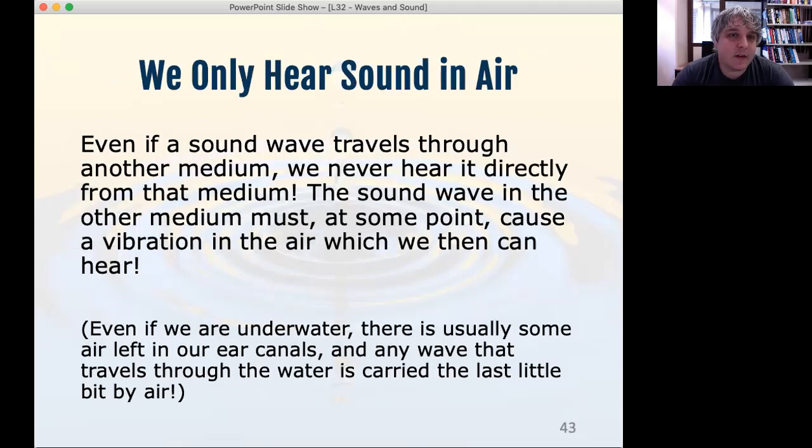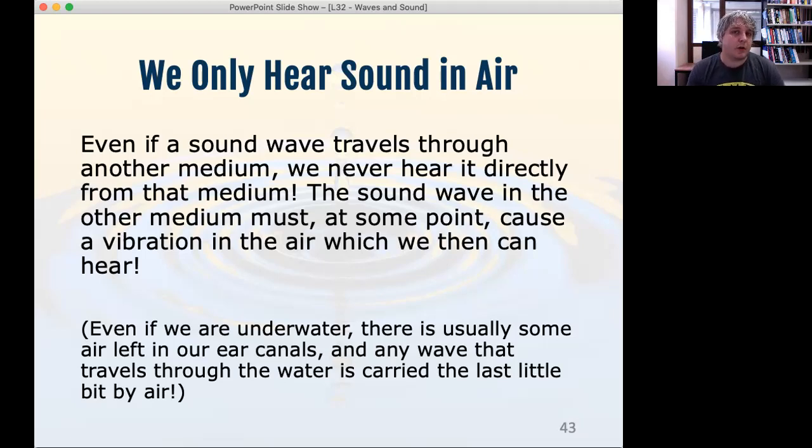We only ever hear sound in air, though. Even if a sound wave travels through another medium on the way to us, we only ever hear it from air, because at some point that vibrating object that has sound in it, whether it's a diamond or a steel train track, as per one of the worksheet questions, or whatever it happens to be, at some point the vibrations of the particles carrying that sound wave in that object will cause the air around it to vibrate. And that is what we hear, the propagation of that sound wave through air from the vibrating object.